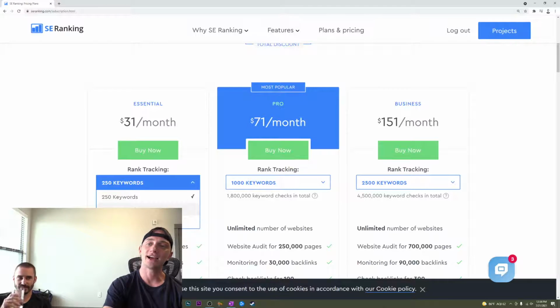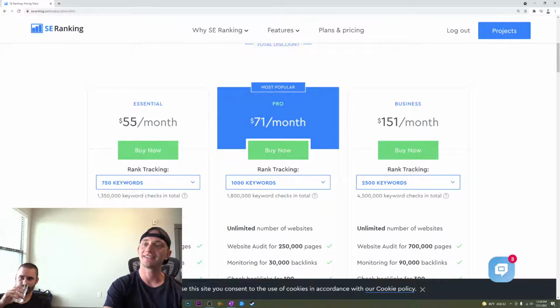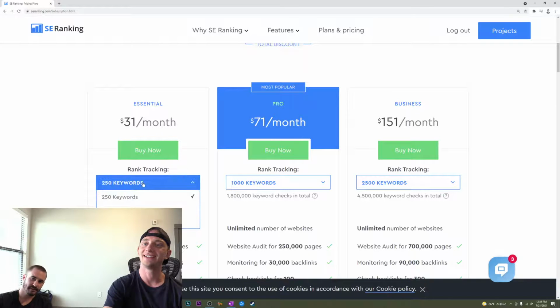It looks like they've actually got super flexible pricing. $31 is the cheapest, but you don't have to go to 1,000 keywords next. You could just go to 500 and it'll increase the price just slightly, which is pretty cool.